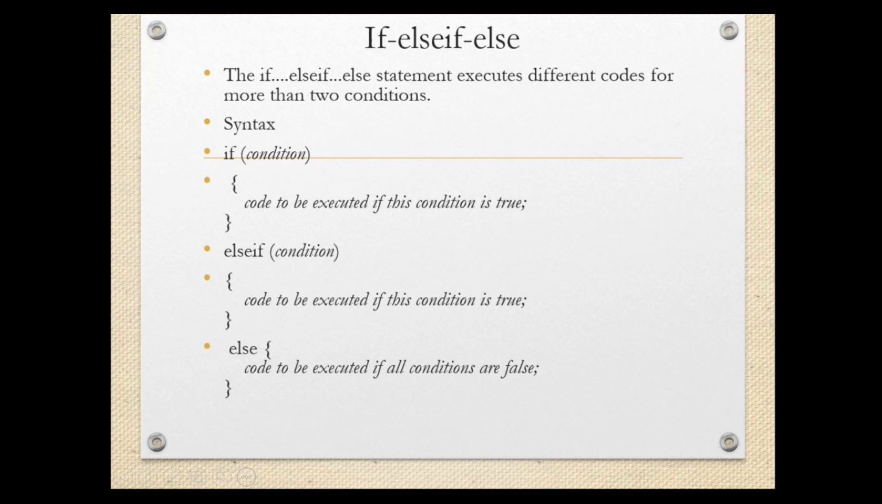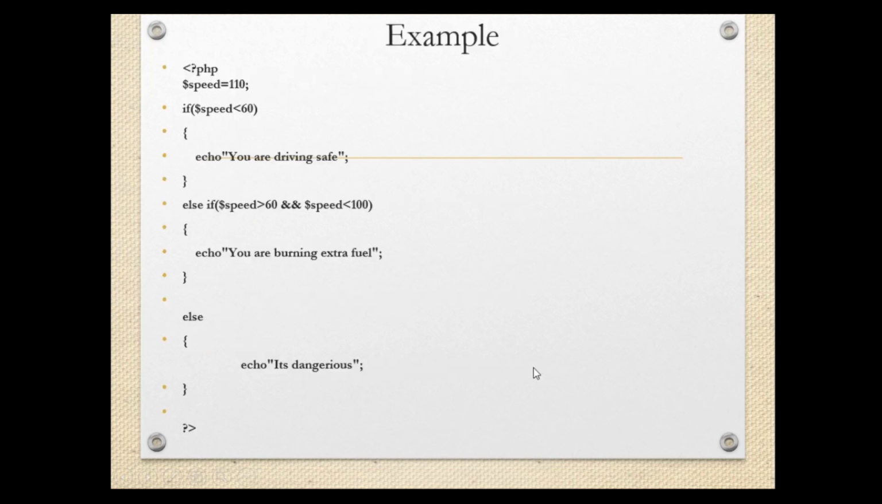So basically in this, students, if your first condition is true, this part will be executed. If the second condition is true, this part will be executed, and if the third condition is true, then the third part will be executed. That means if my if and else if are false, then this else part will be executed. Let's see one example.